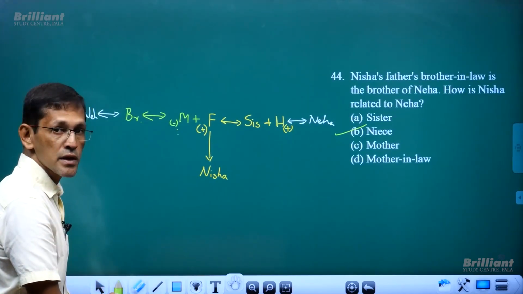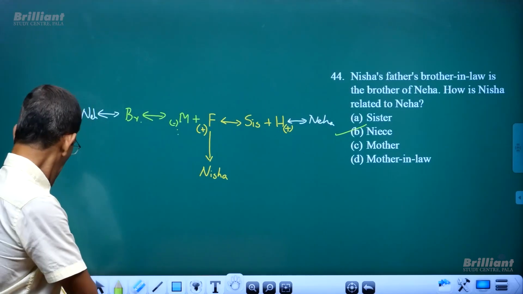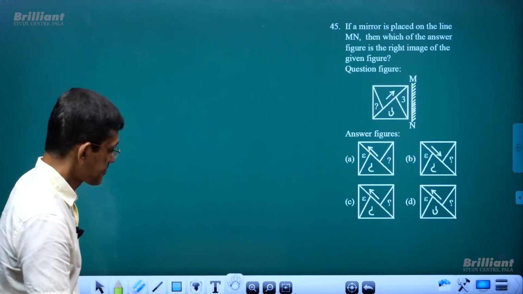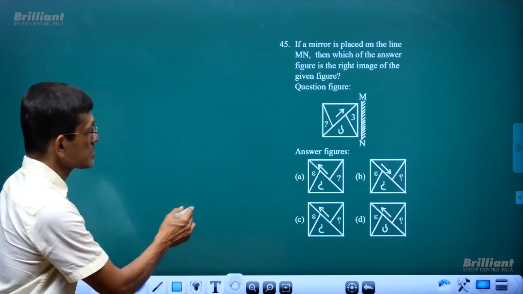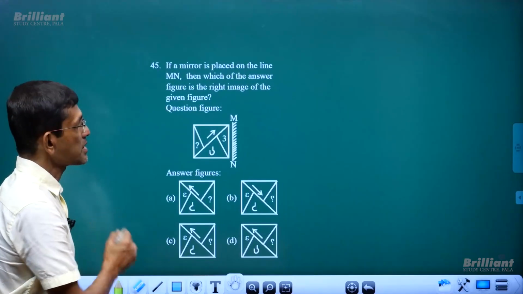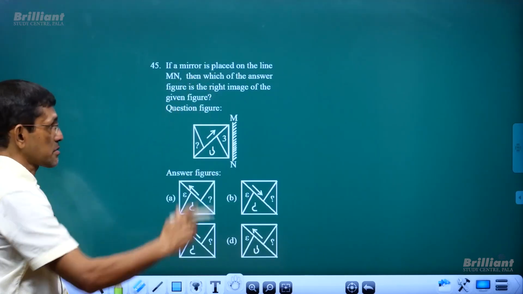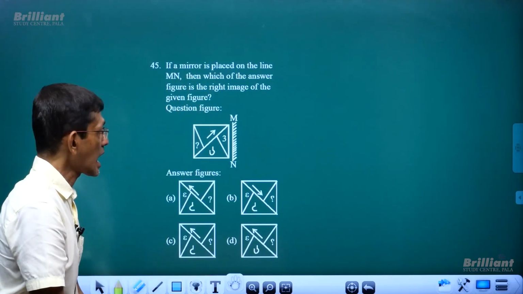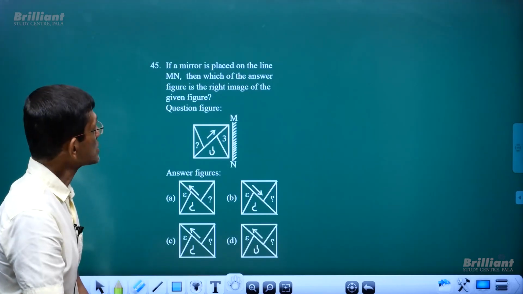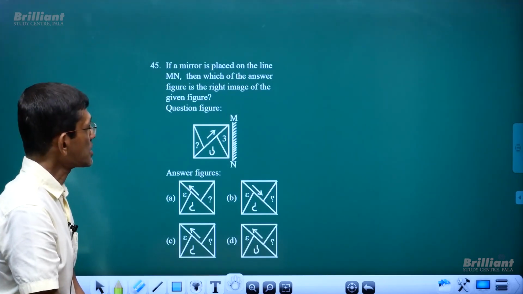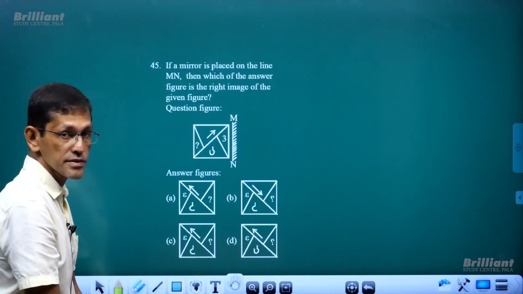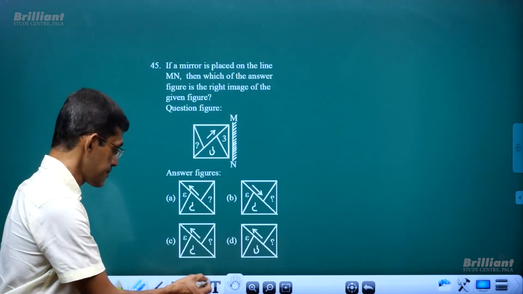Okay, let's go for the next question. If a mirror is placed on the line MN, then which of the answer figures is the right image of the given figure? So let's take a look at that.